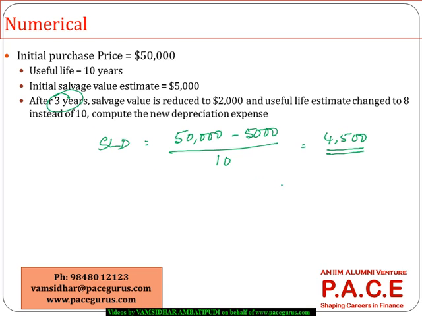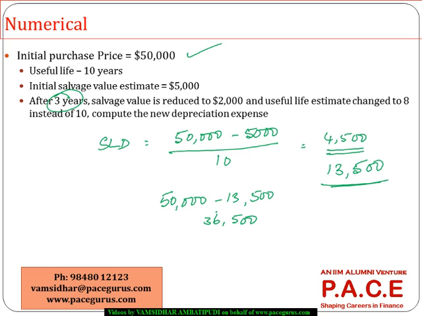So after 3 years, the depreciation would have already occurred for an amount of 13,500, at 4,500 per year. Which means the carrying value of the asset at the end of 3 years is 50,000 minus 13,500, taking it to 36,500. That is the carrying value at the end of 3 years. Salvage value now is reduced to 2,000.